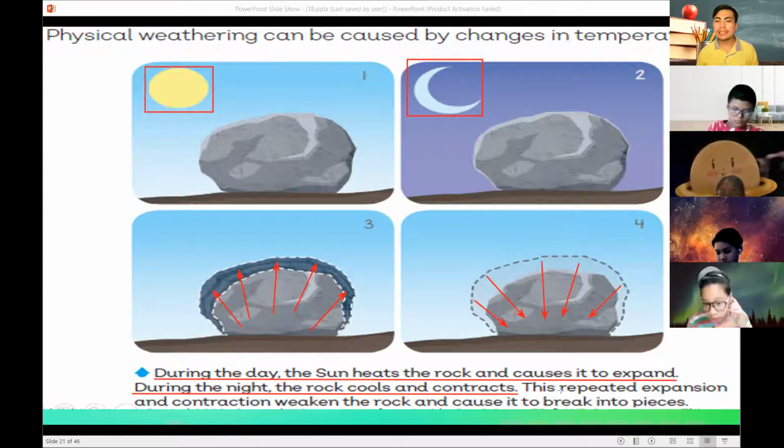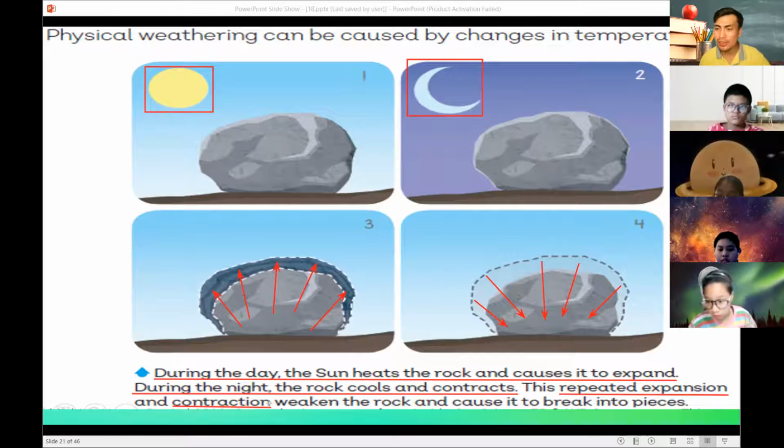Now it says here, this repeated expansion and contraction. What is the meaning of repeated? It will happen again and again, right? When it becomes big, it becomes small: it expands, it contracts, expands, contracts. And it will weaken the rock. What is the meaning of this? Weaken the rock. Can somebody explain to me?